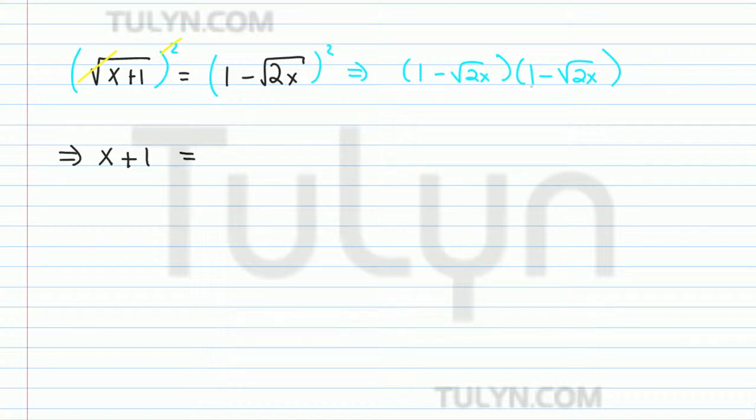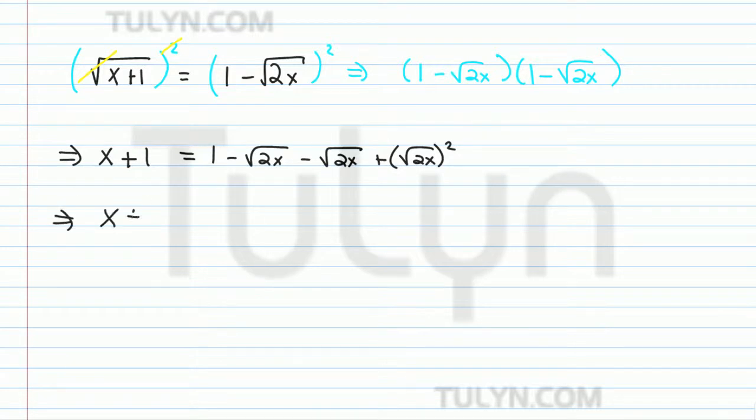And then the way we solve this is by FOILing. So let's FOIL this on this line down here. So first term is going to be 1. The outer term is going to be minus square root of 2x. The inner term is going to be minus square root of 2x. And then the last term is going to be plus square root of 2x squared.